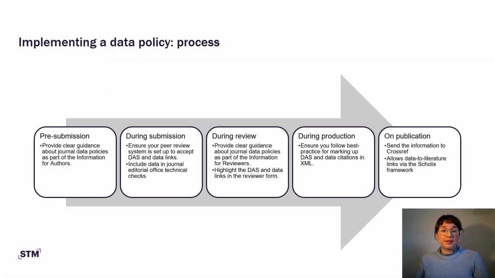This image represents a simplified overview of the manuscript submission process and includes the steps where you may wish to make changes during the implementation of your new journal data policy. At pre-submission, you need to communicate the data policy to potential authors and ensure that there is clear guidance available to assist them in complying. This will generally require a change to the journal's existing submission guidelines or information for authors pages, which are usually available on the journal website.